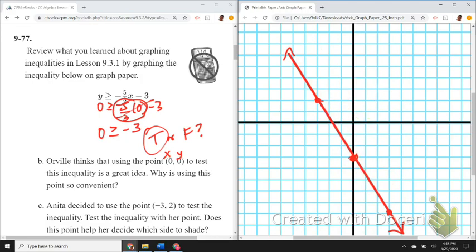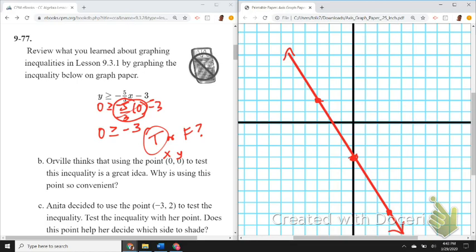It's pretty self-explanatory once you do a few of these. Okay, so it says, why is using this point so convenient? Well, why do you think it's so convenient? Think about how quickly we solved that. It was pretty quick, right? We plugged in 0 for x, 0 for y, and it was super easy and fast to solve.